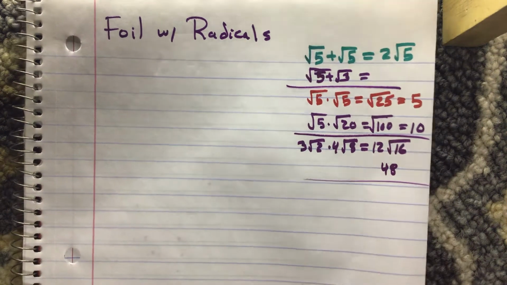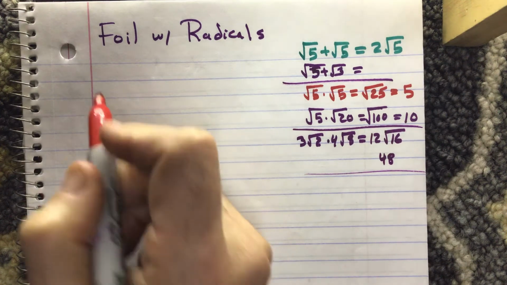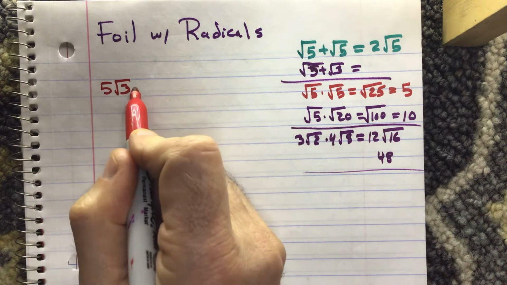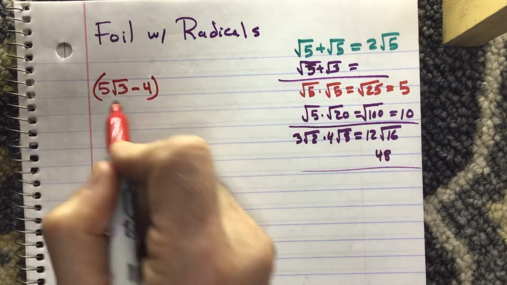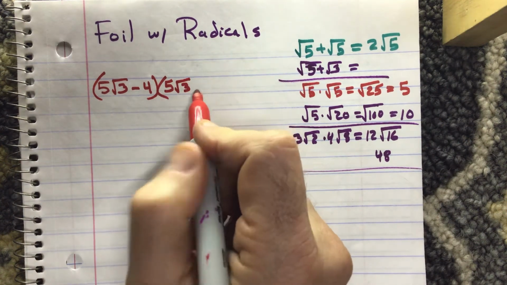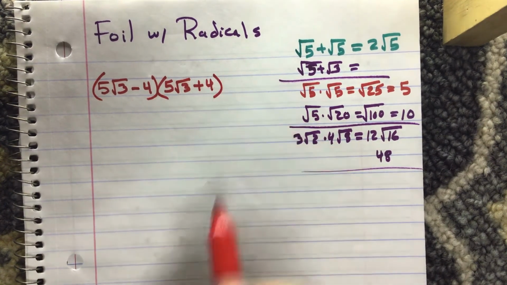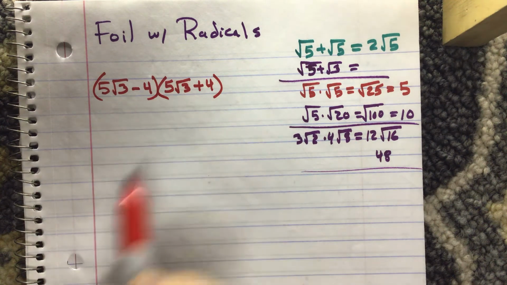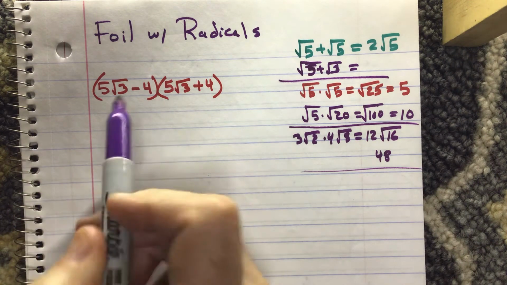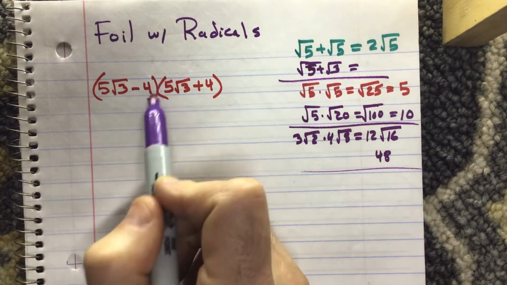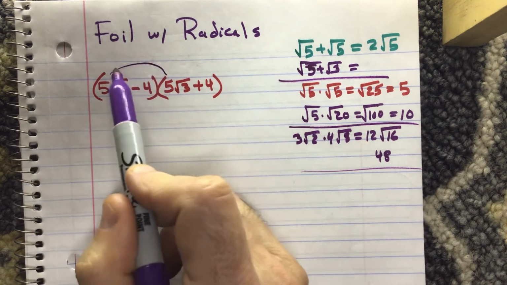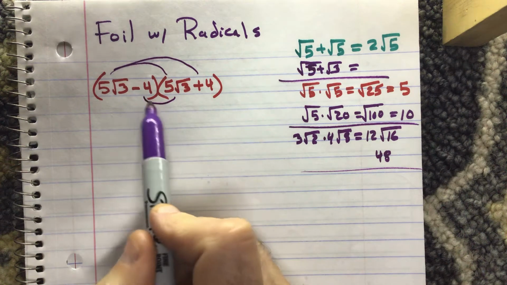I think I can do it here. I'm going to start with 5 times the square root of 3 minus 4 times 5 square root of 3 plus 4. This is, if you didn't notice, the difference of two squares, but let me work this out. So we're doing the FOIL method. You have a binomial times a binomial. So we have to do first, outer, inner, last.